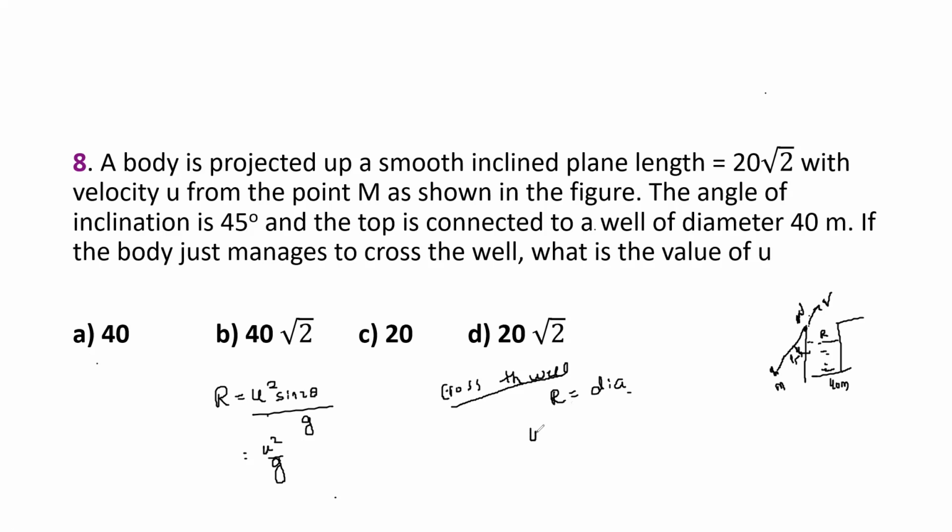So range is equal to v square by g is equal to diameter. They have given 40. Therefore, I can write it as v square is equal to 40 into 10. 40 into 10 is how much? It is 400. So therefore, v becomes 20. Therefore, v becomes 20 meter per second. As it is velocity, the value becomes 20 meter per second. Right? Option C is the correct option here.